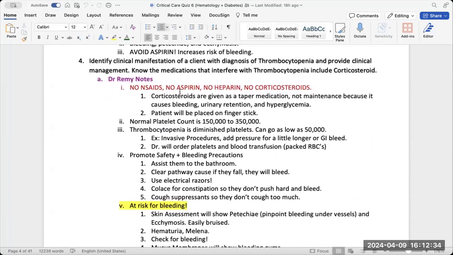Okay. The next question is to identify clinical manifestations of a client with the diagnosis of thrombocytopenia, provide clinical management, and know the medications that interfere with thrombocytopenia, which include corticosteroids. So we already said no NSAIDs, right? No aspirin, no heparin, no warfarin, because all of those are going to increase the bleeding risk, as well as no corticosteroids. And why do we want to avoid corticosteroids? What's the reason?